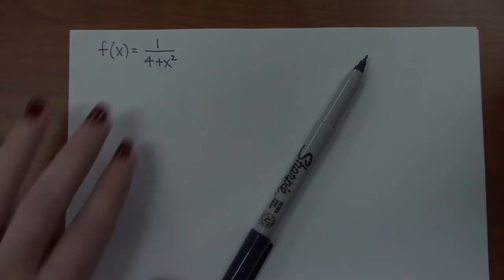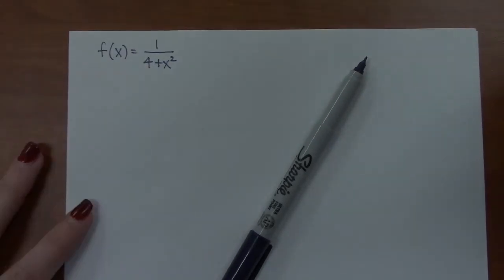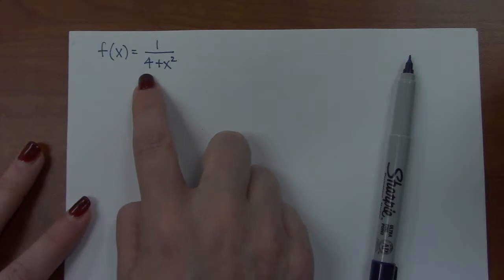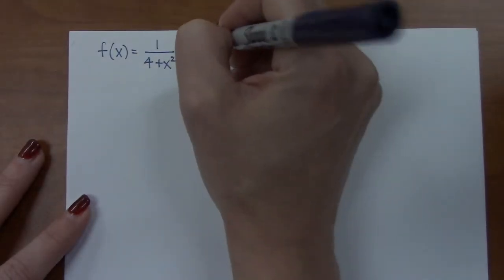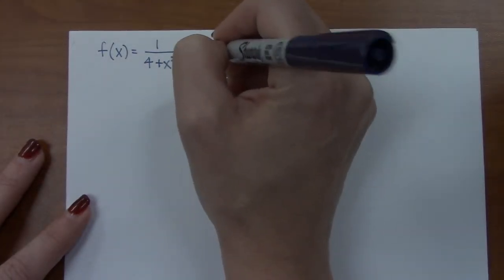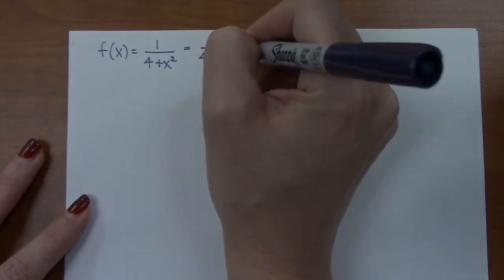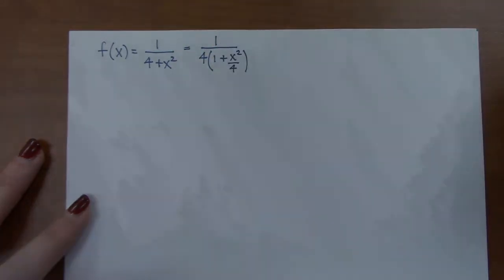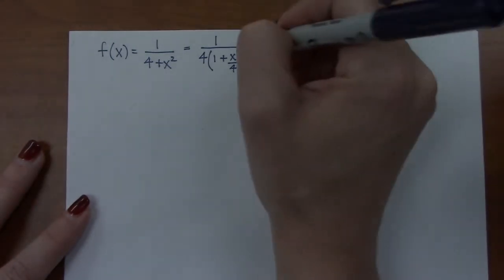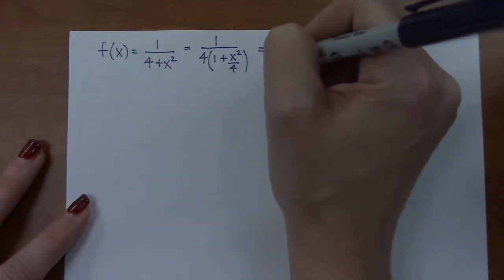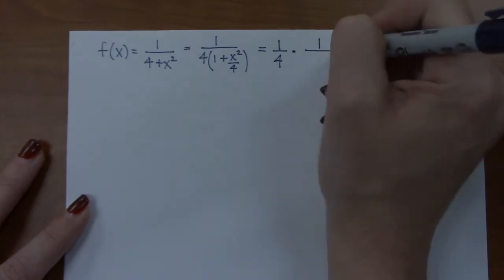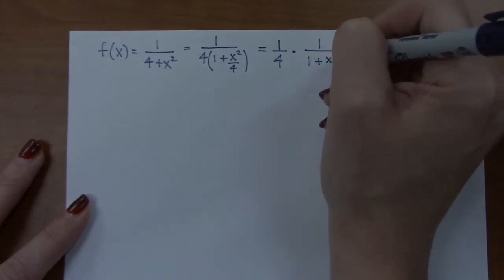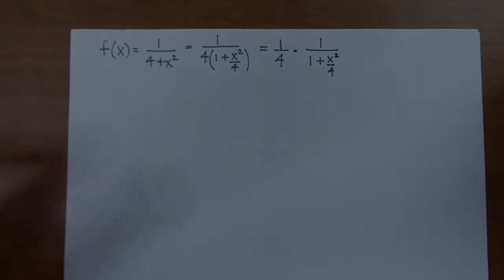So I have to do a little algebra on this guy to get it of the correct form. If I want to use an existing power series, well, I need to turn this into a 1, okay? And the way that you do that is we factor the 4 out of the denominator. So when I factor the 4 out of the denominator, I now get this. So I'm going to write this as 1/4 times 1 over 1 plus x squared over 4, okay?